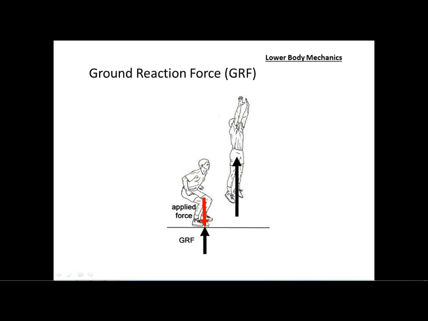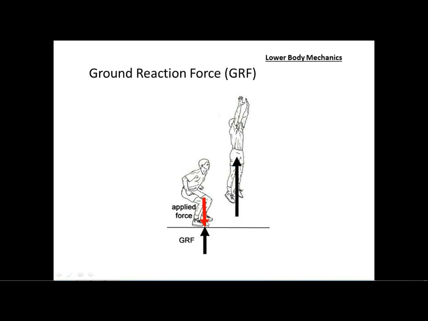The ground, on the other side of the equation, responds to the force that I apply with an equal and opposite force. That means equal in magnitude. If I push down with so many pounds of force, it's going to push back with so many pounds of force. So the magnitude will be equal, and the direction will be equal.